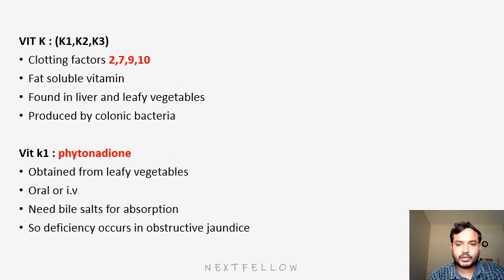So the first important drug in this group is vitamin K. It has three subtypes: vitamin K1, vitamin K2, vitamin K3. Vitamin K dependent clotting factors are 2, 7, 9 and 10. Vitamin K is a fat soluble vitamin. It is found in liver and leafy vegetables and is produced by the colonic bacteria. So first we will discuss each one.